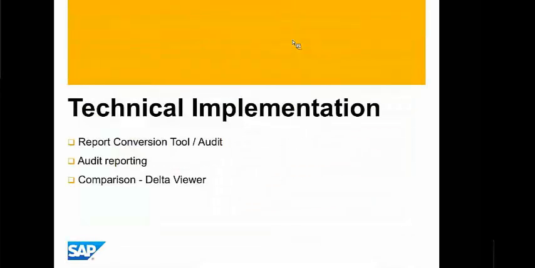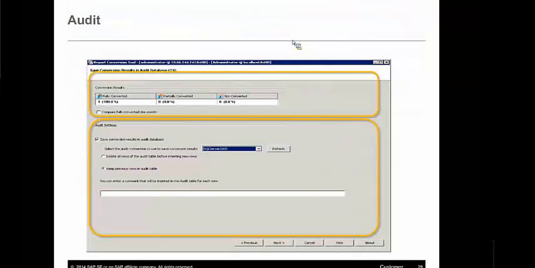So what is the technical information to enable everything around it? The report conversion tool, the audit, how to leverage the auditing report, and how to leverage, for instance, the comparison and delta viewer for DSC to Web Intelligence report conversion. Let's start with the audit trail. This is one of the most important steps in the report conversion tool.